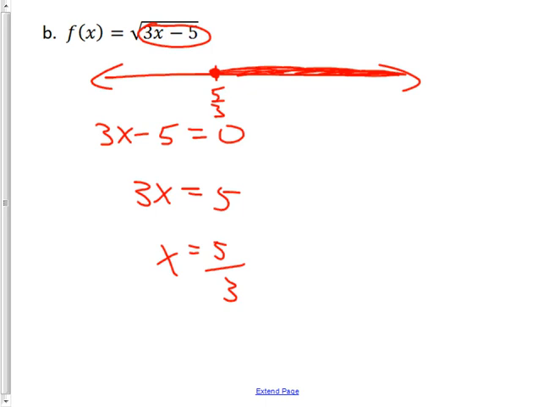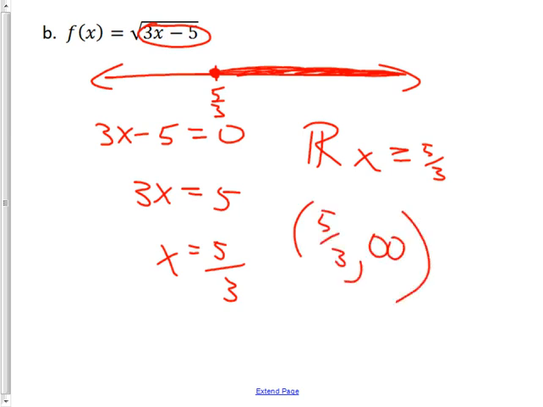If I asked for it in words, you could say x is greater than 5/3, or equal to, sorry. Or you could write all real numbers where x has to be bigger than or equal to 5/3. Or you could say 5/3 to infinity, where it can be 5/3.